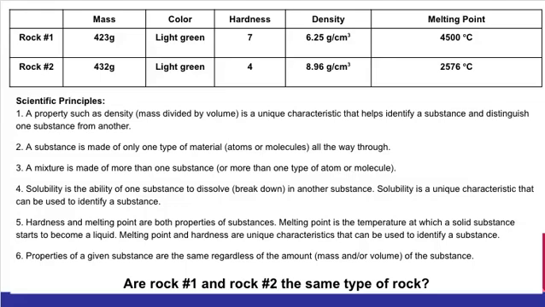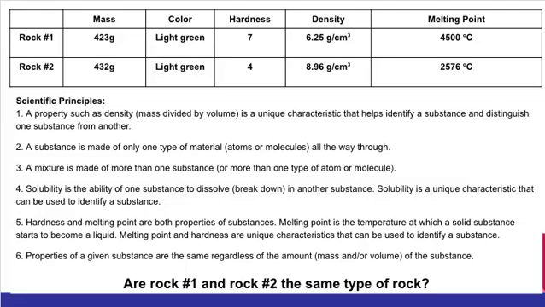Melting point is the temperature at which a solid substance starts to become a liquid, and melting point and hardness are unique characteristics. Unique. So we look up above, melting point is one of them, and they have different melting points. And hardness too, they have different hardnesses.